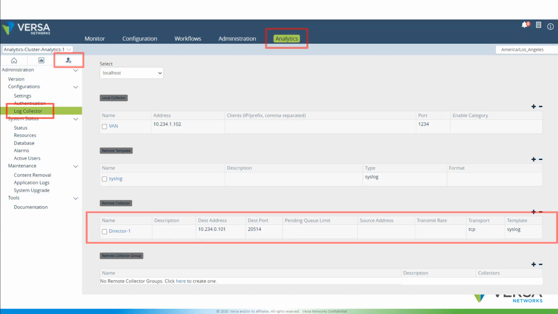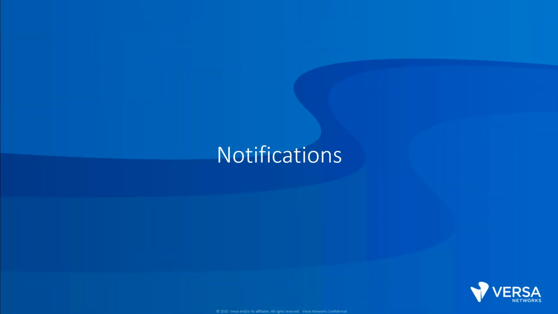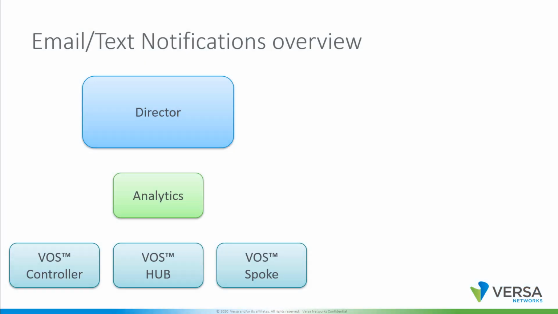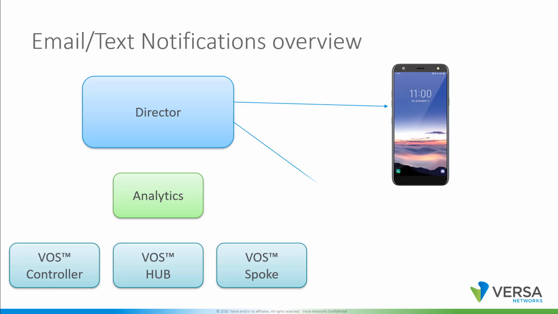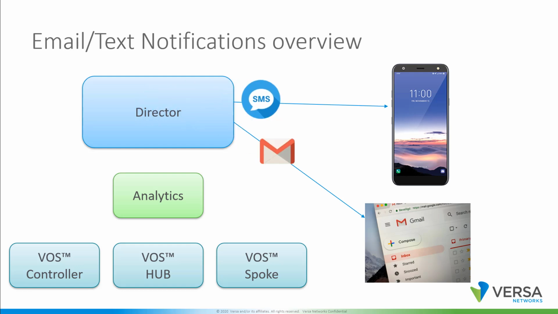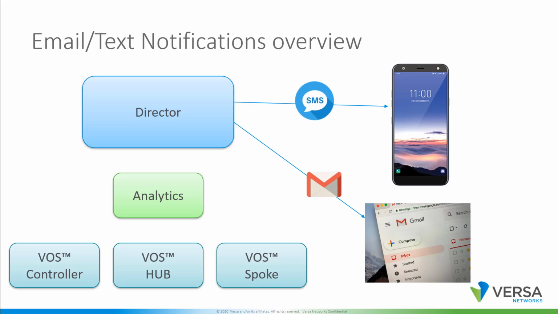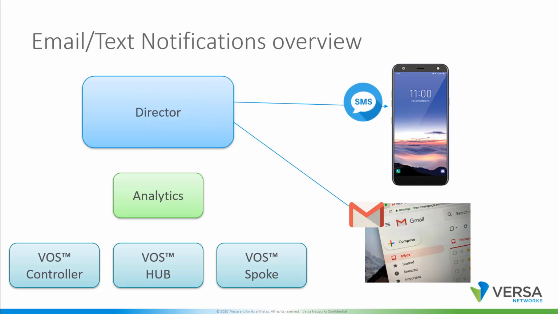So let's proceed next. Next, we're going to go into the overview of notifications. So what are notifications? Notifications are the messages that are going to be sent based on the events to the destination email or phone number that you will specify. So any event that happens on the director can be sent as a notification to you.